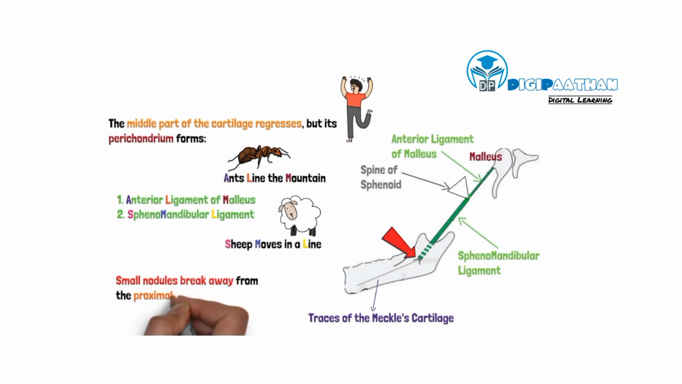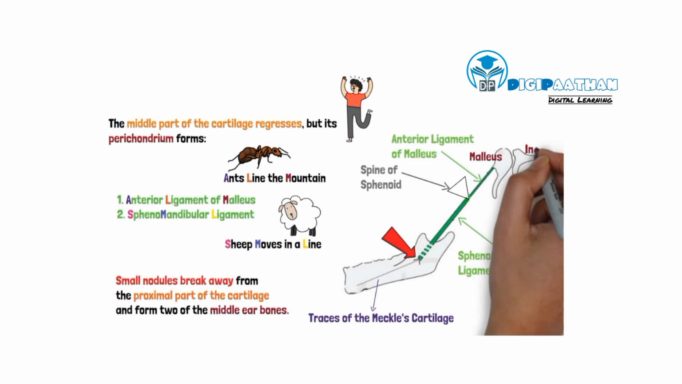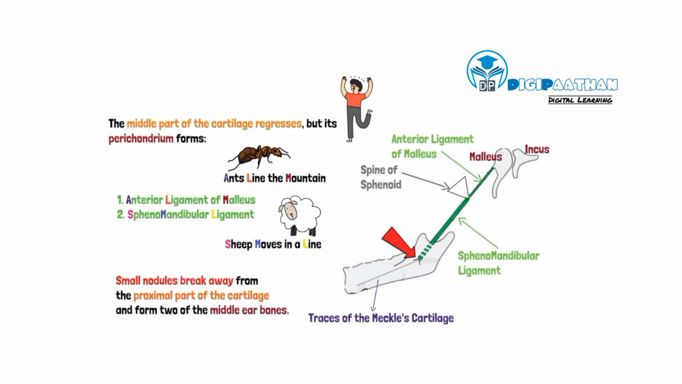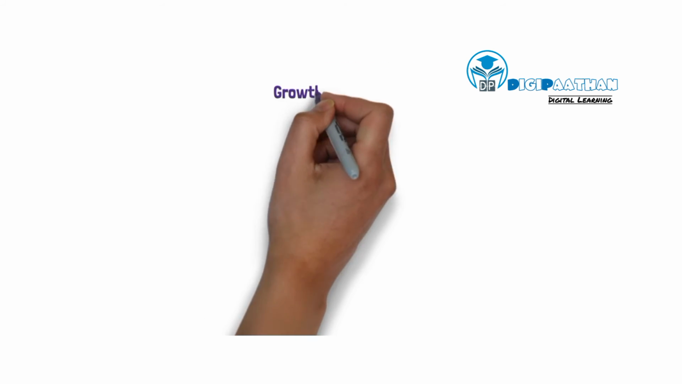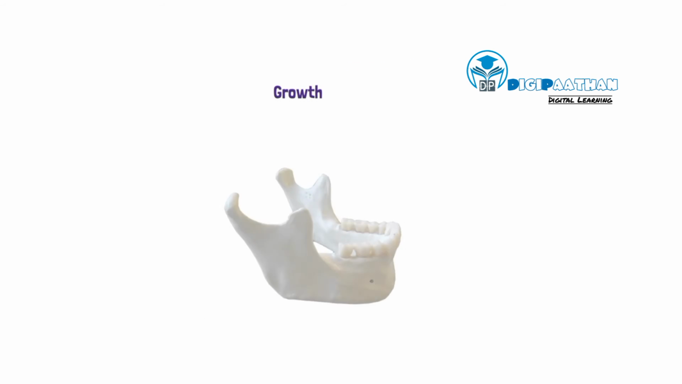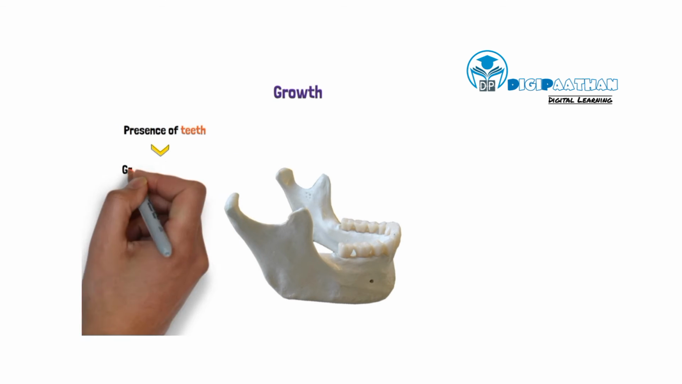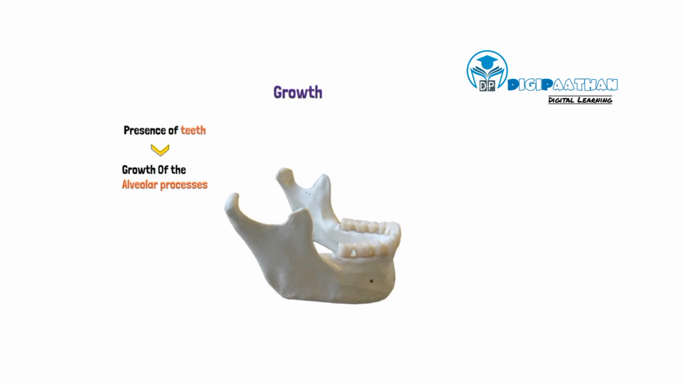Then some of the smaller nodules break away from the proximal end of the cartilage and form the two middle ear bones, the incus and the malleus. Now let's see how the mandible grows. Now the presence of the teeth is going to help the mandible grow vertically by the growth of the alveolar processes.